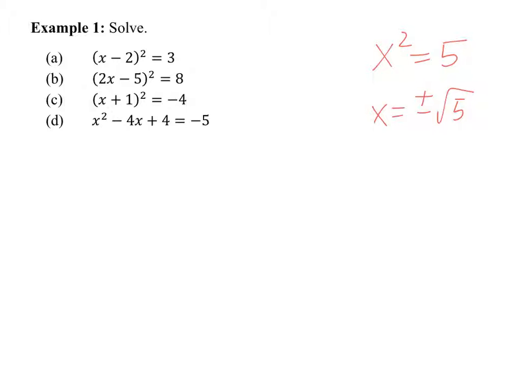Look at part A now. It's very similar, except for that minus 2 in there. Forget that minus 2 for a second. If you need to, cover the minus 2 up. If you just had x squared equals 3, what would you do? Square root it. So go ahead and square root it for part A.